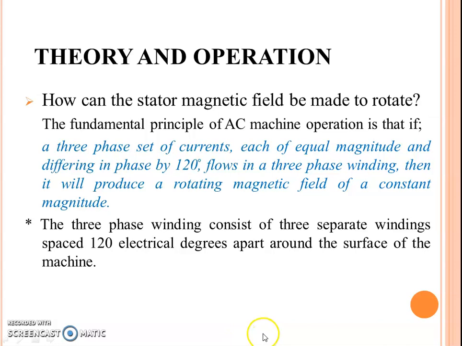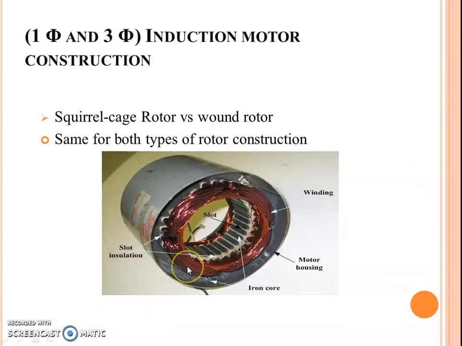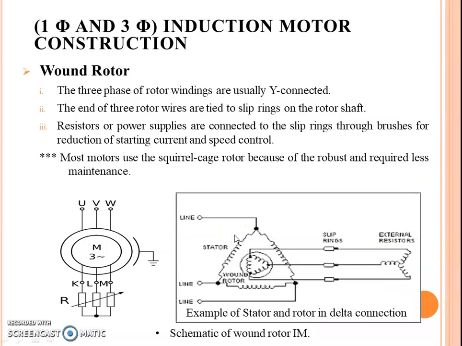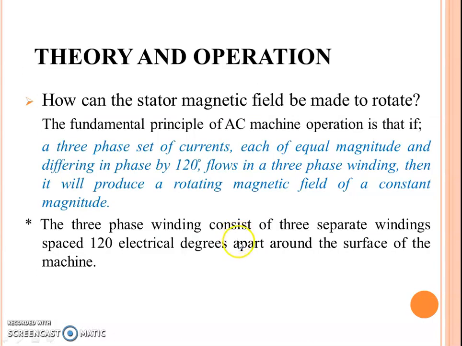So in terms of theory and operation, how can the stator magnetic field be rotated? It's not that we physically rotate the magnetic field, but we rotate the switching sequence of the current that flows into the poles. We have six poles here. One pole, then another, then another is switched, and the field rotates in sequence by 120 degrees.